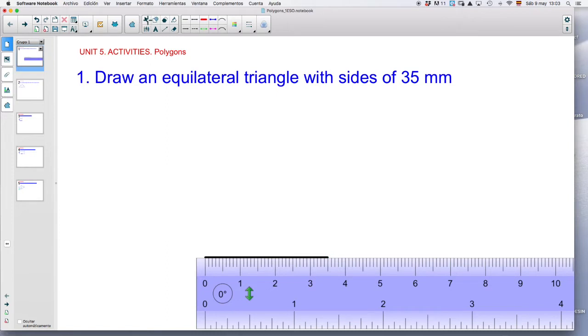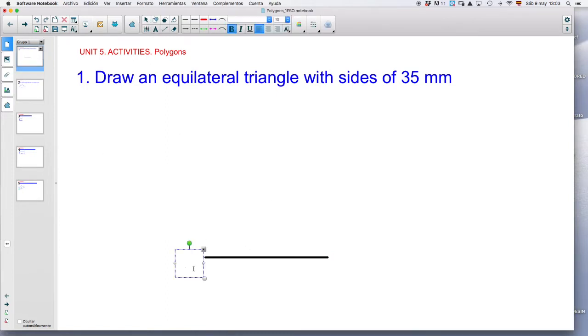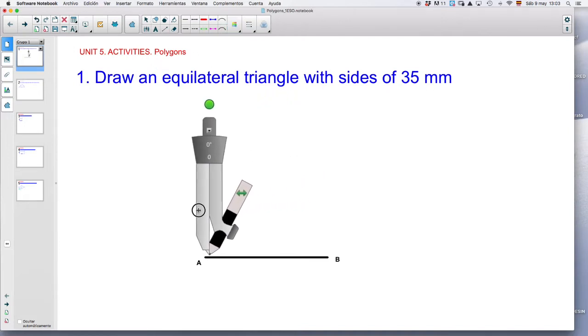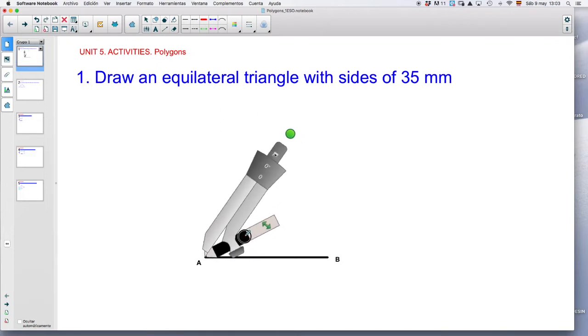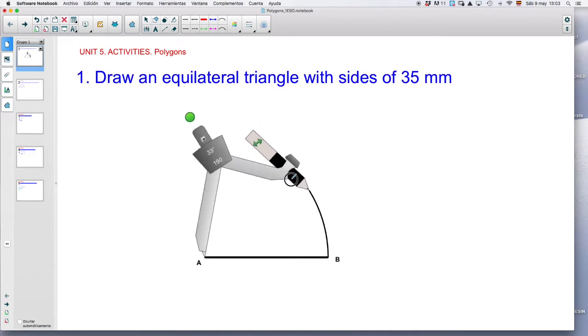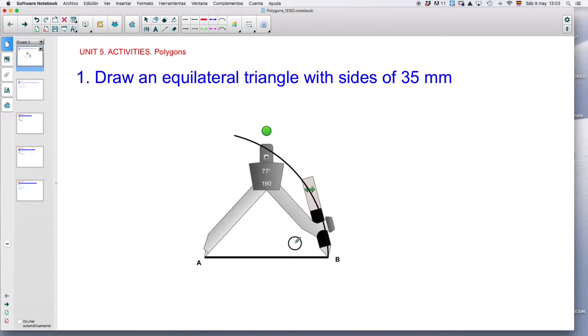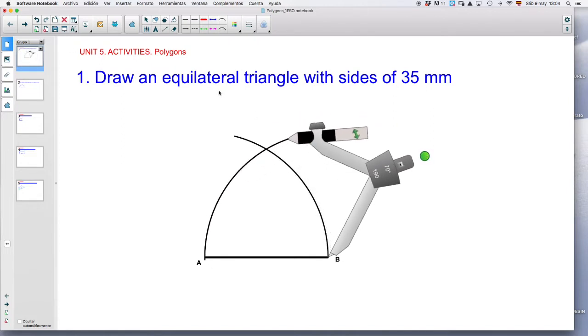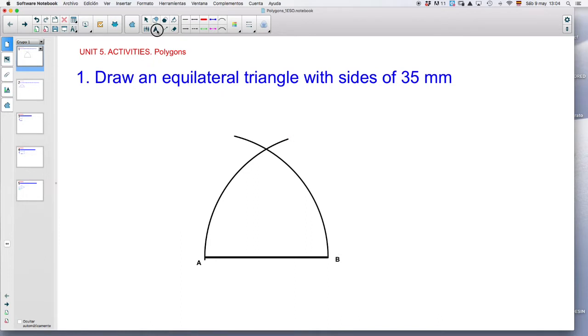Name the endpoints A and B. Get your compass and open the compass 35 millimeters, that is, set the needle on A and the pencil on B. Make an arc radius 35 millimeters from endpoint A and another arc 35 millimeters from endpoint B. Where the two arcs intersect, you've got the top vertex of the triangle, point C.